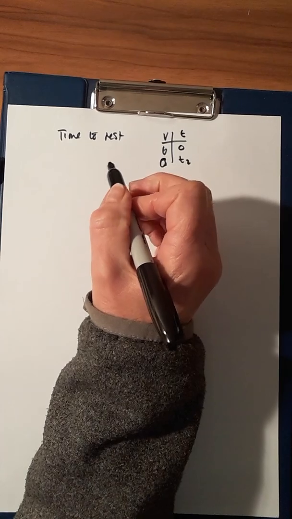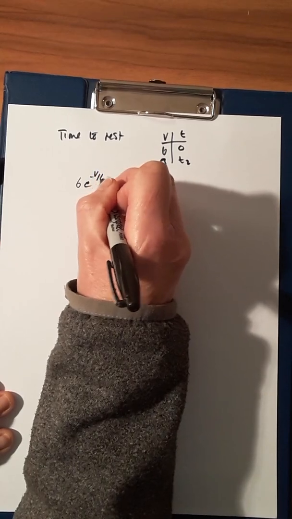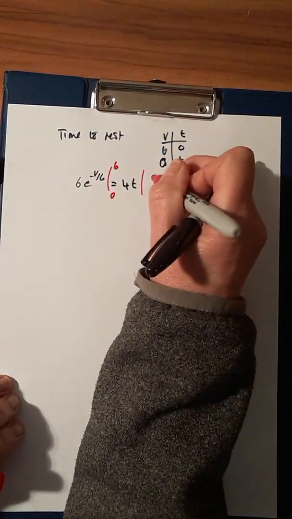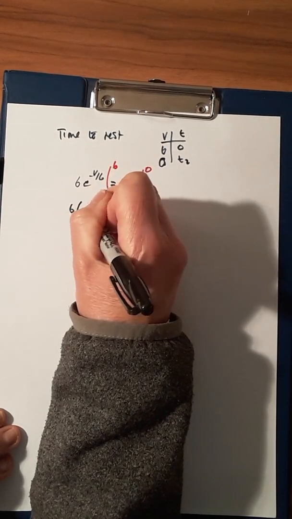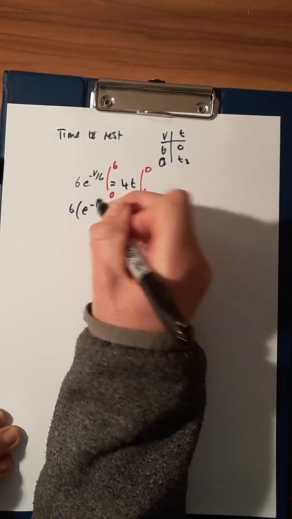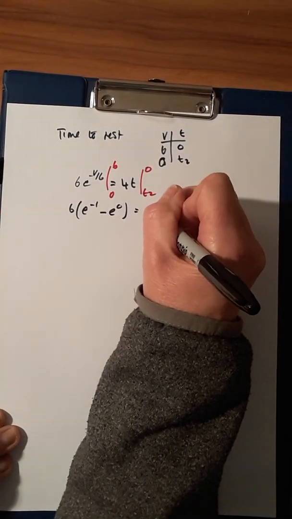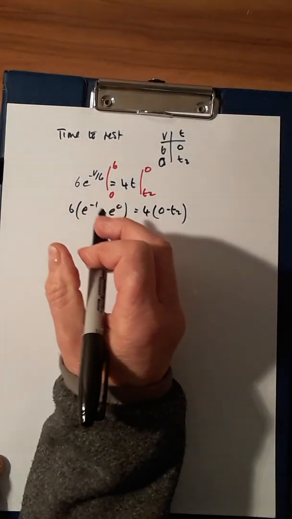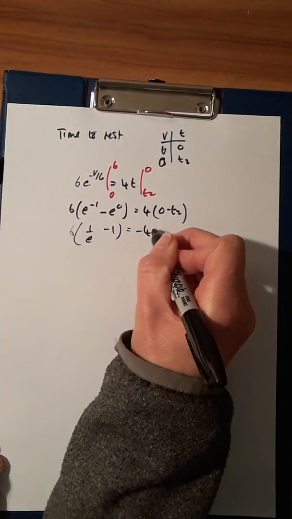Okay, so remember I already have this solved, so this is going to become 6 e to the minus v over 6, I already have, is equal to 4 times t, and all I'm doing, because I've already solved that, is I'm changing the limits. So from 6 to 0 and 0 to t2. And when I do that, this becomes 6 by e to the minus 6 over 6, which is minus 1, minus e to the 0, and that will be 4 into 0 minus t2. Okay, so this becomes 6 into 1 over e minus 1 is equal to minus 4 times t2.